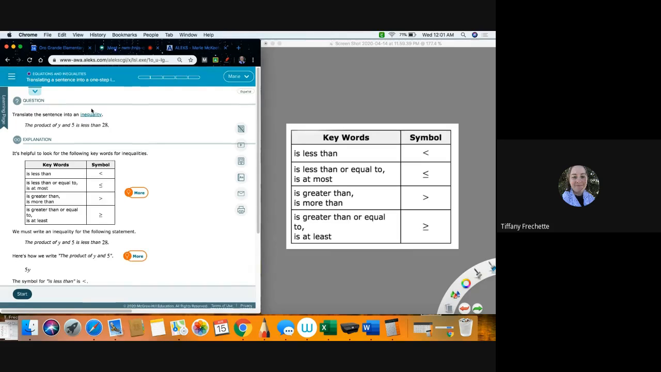All right, so if you notice, we have our question. So this is all we're going to see on our question. Translate the sentence into an inequality. The product of y and 5 is less than 28. So here's our sentence, and then they give us this little table. If you notice, I stole that little table and put it over here on my whiteboard.